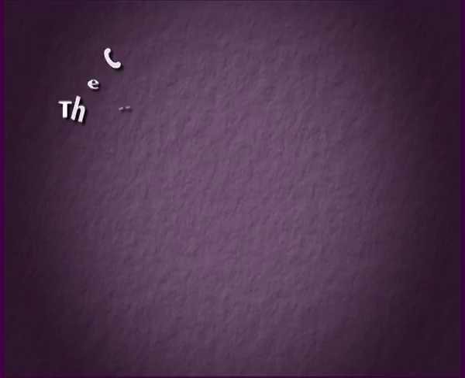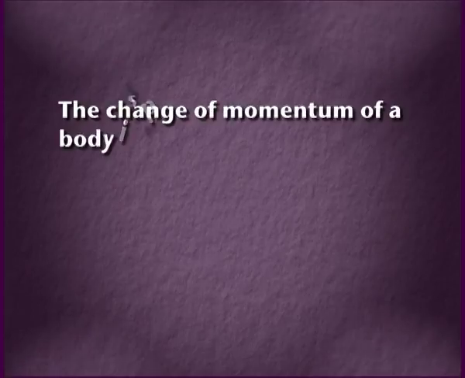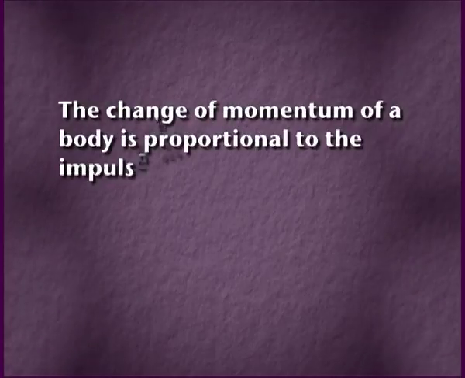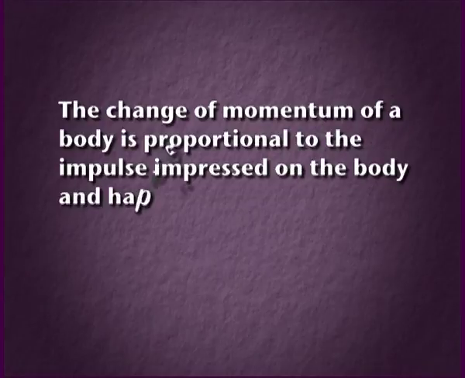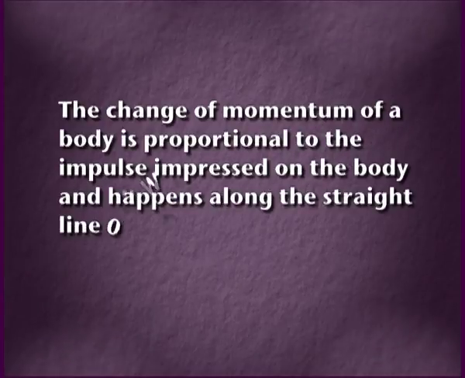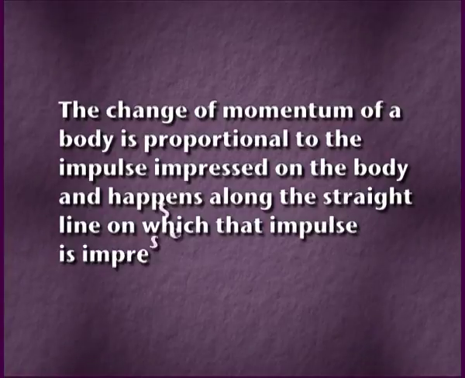Newton's second law of motion is about the mass of objects and their acceleration. The change of momentum of a body is proportional to the impulse impressed on the body and happens along the straight line on which that impulse is impressed. Now in regular English, it means a force applied to an object will accelerate it in a straight line. An equation for it: F = m a. Force equals mass times acceleration.